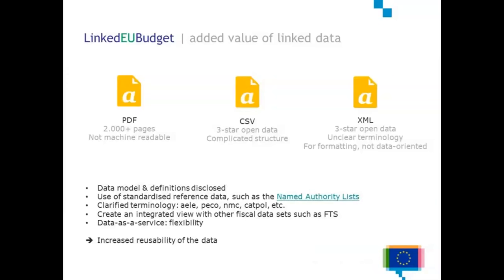For example, of course, the PDF is more than 2,000 pages and not machine readable. The CSV file is already 3-star open data, but the structure is very complicated. It's not very clear what you can add up with what, because numbers are presented at different levels of granularity. The XML file is also very valuable already, very usable, but often the terminology used is not clear.